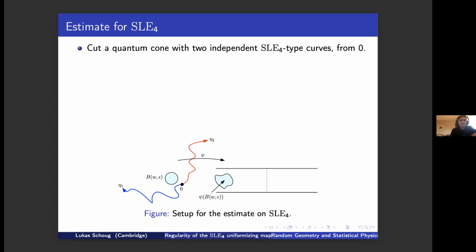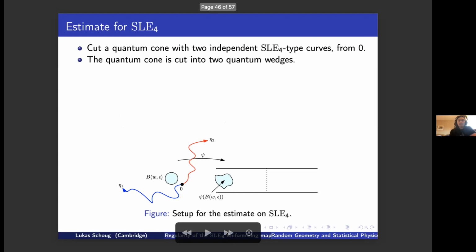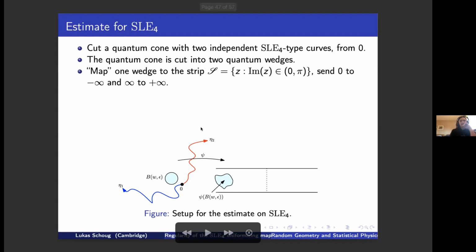The way to do this is via Liouville quantum gravity surfaces. So we define a quantum cone with some proper parameter values. And we sample 2 independent SLE4 type curves from 0 to get this two-sided whole plane SLE4 type curve. And then this two-sided SLE cuts the quantum cone into 2 quantum wedges, basically by the result that I mentioned briefly before. And then we take a conformal map psi, which takes the left side of the curve, whichever side you define as the left, to the strip, and it sends 0 to -infinity and infinity to +infinity. So basically, any set which is super close to 0 should be far to the left in the strip.